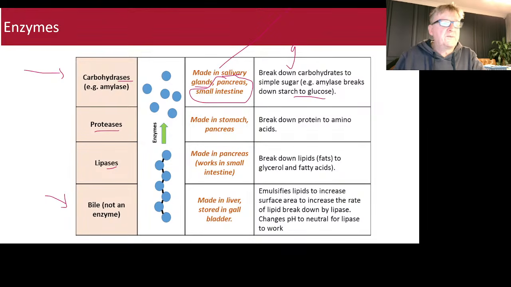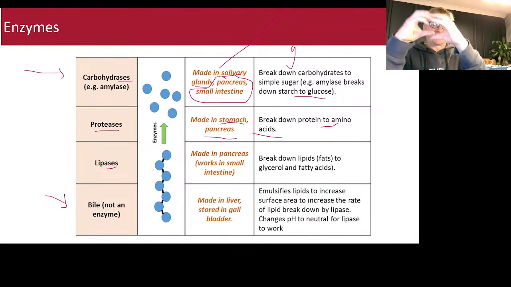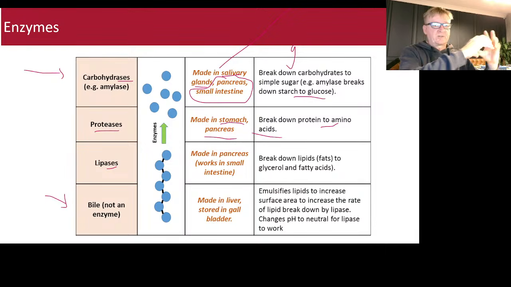Protease, the first place dealing with proteases is the stomach. Pepsin, already talked about it. They're also made in the pancreas. Okay, they break down proteins into amino acids. So basically what a protein is, it's a chain, loads of amino acids all in one big long line, and the protease comes along and goes chop, chop, chop, chop, chop, and they're all chopped up.